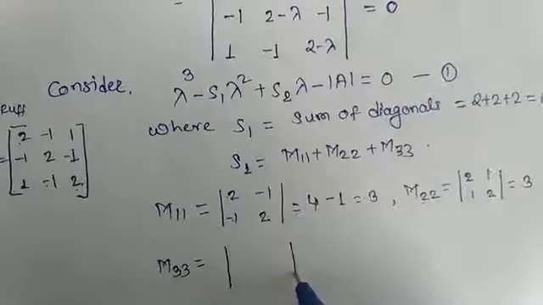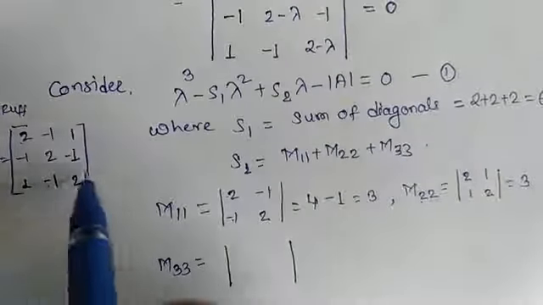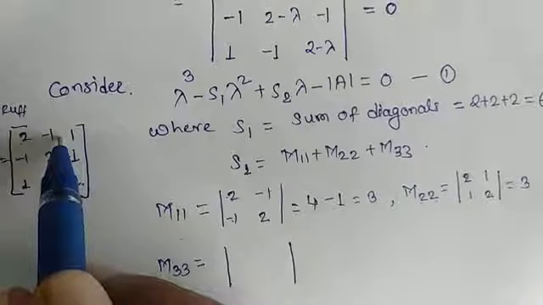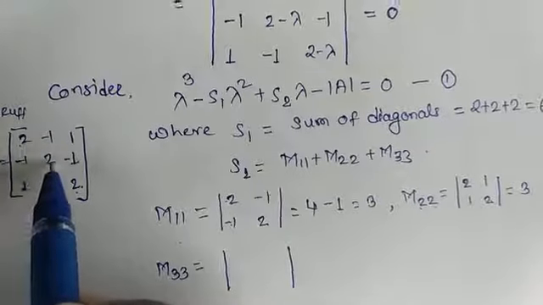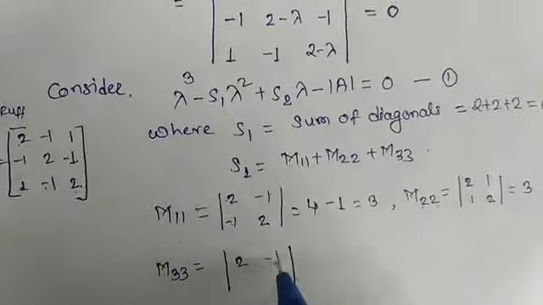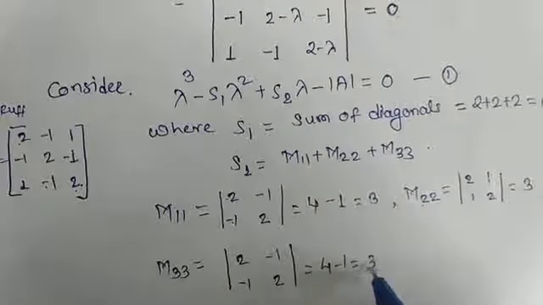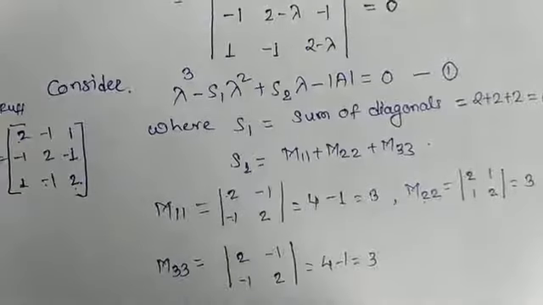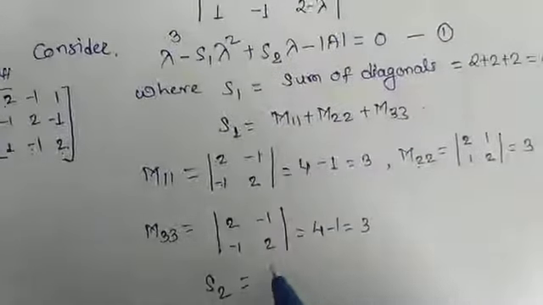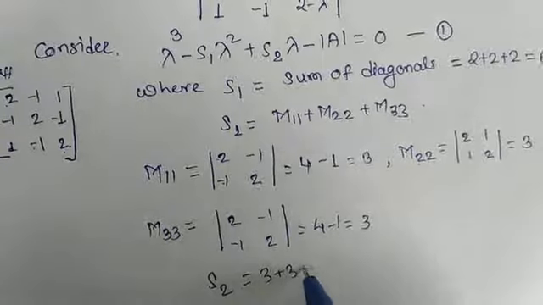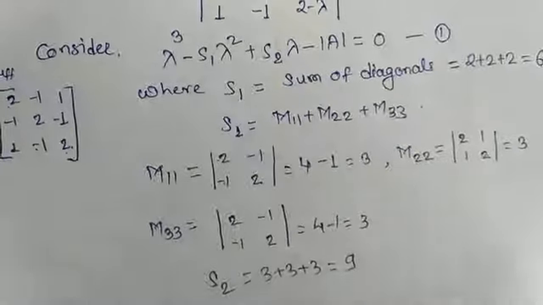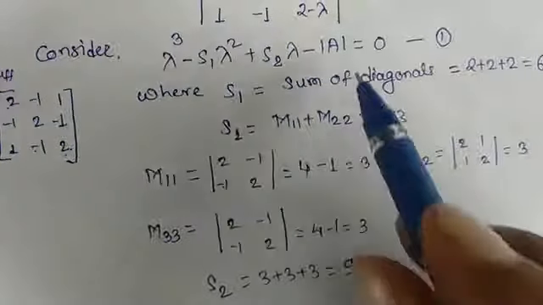determinant of, here delete the third row and third column, it will remain only 2 minus 1 minus 1 2, which is again 4 minus 1, which we have calculated, which is equal to 3. So S2 is equal to 3 plus 3 plus 3 is equal to 9. Okay, so this is our S2.